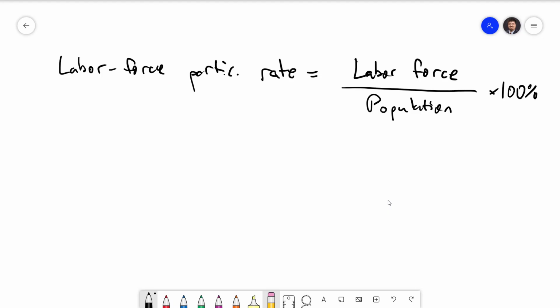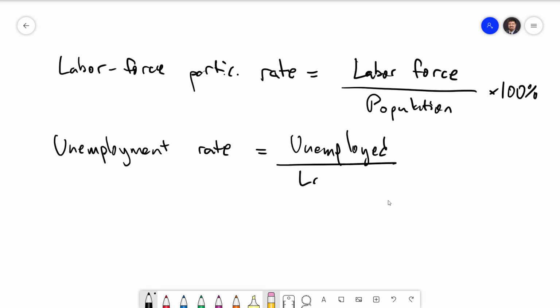The next figure we're going to calculate is the unemployment rate. For this, we take the unemployed and divide by the labor force and multiply by 100%. Remember that unemployed only counts people who do not have a job but are looking for one. And we divide that by the labor force, which is the total amount of people who either have a job or want a job. The unemployment rate does not count people who are not in the labor force.